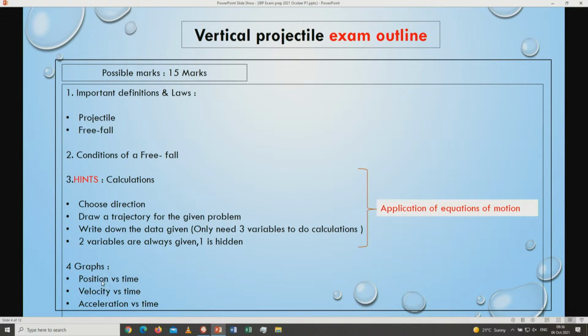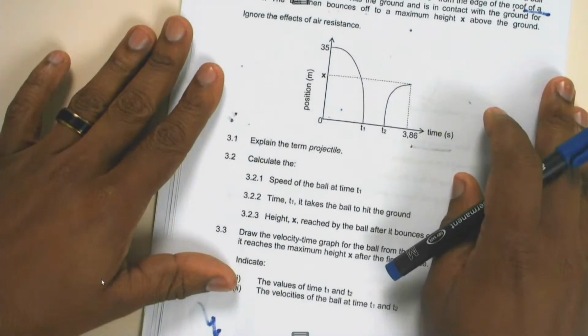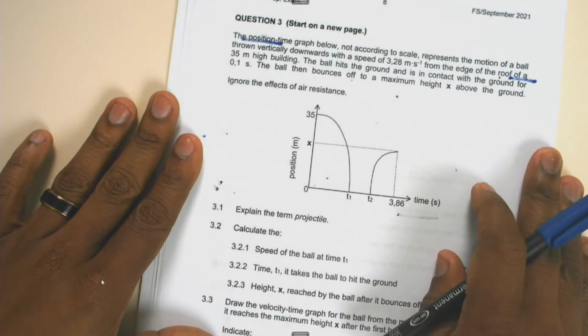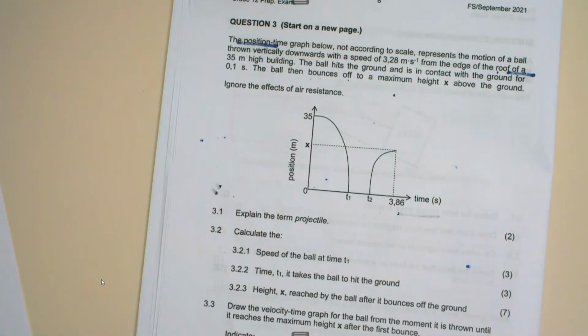So when we look at position versus time, of which the question was asked, it is based on position versus time. So it's one of the graphs that the examiner can ask. But the application will still be the same. It's just a matter of me understanding exactly, or drawing the correct trajectory thereof.